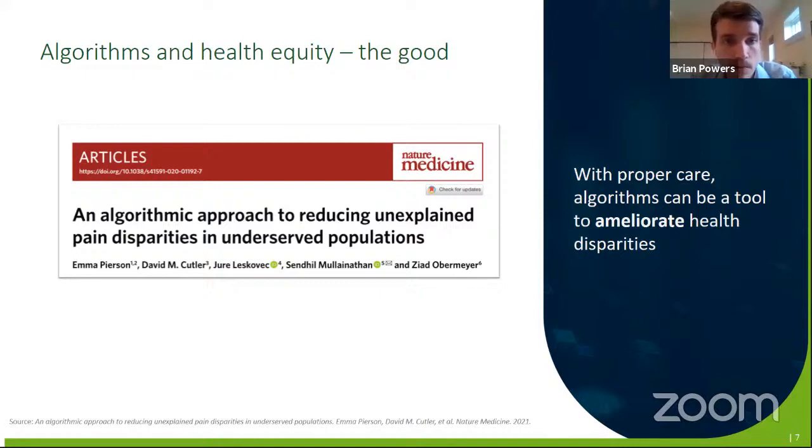This specific paper showed that by leveraging deep learning and a more representative training set, both from a racial and socioeconomic perspective, you can actually limit the racial disparities that are seen when judging the severity of pain or osteoarthritis when looking at x-rays. So it's just one example of how, with proper attention, with proper care, by working, in this case, with clinicians and other stakeholders, we can use algorithms as a force for good.